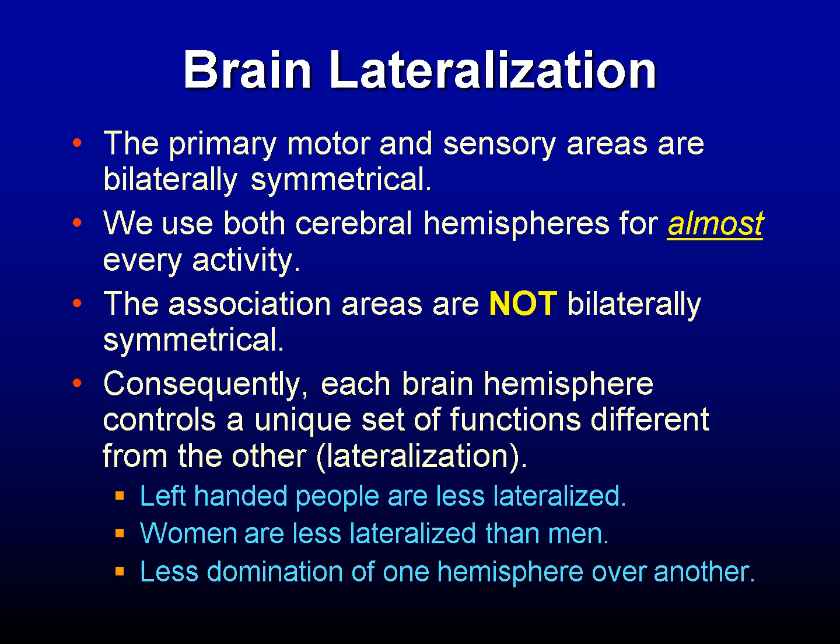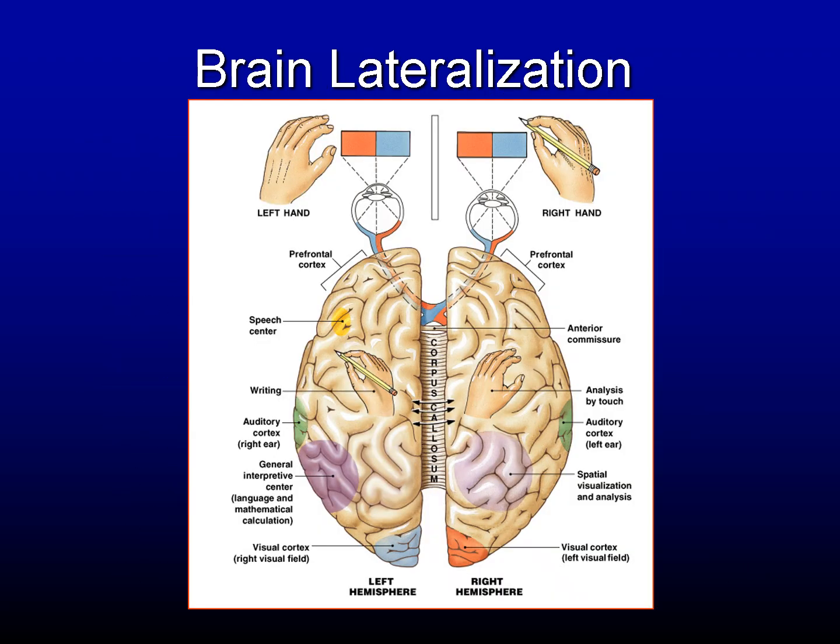The primary motor and sensory areas are bilaterally symmetrical. We use both cerebral hemispheres for almost every activity. The association areas are not bilaterally symmetrical. Consequently, each brain hemisphere controls a unique set of functions different from the other. The primary motor and sensory areas are bilaterally symmetrical, they just control opposite sides of the body. The association areas are not bilaterally symmetrical. Consequently, each brain hemisphere controls a unique set of functions different from the other.